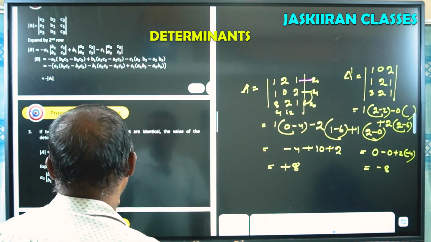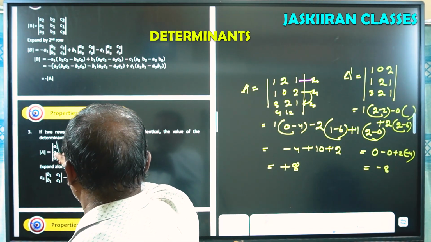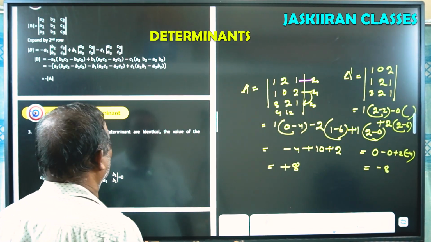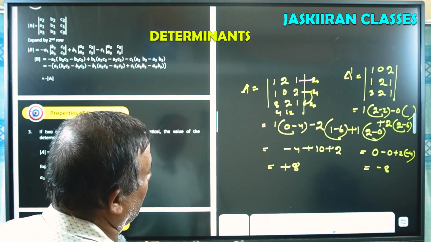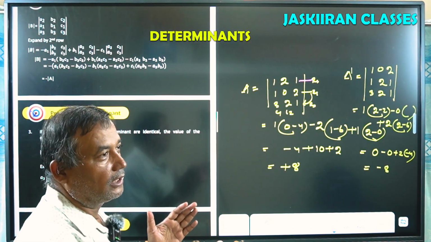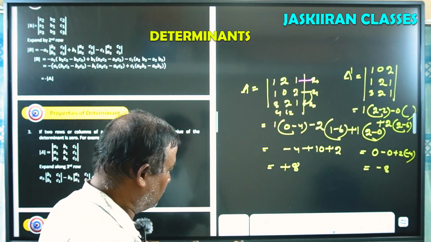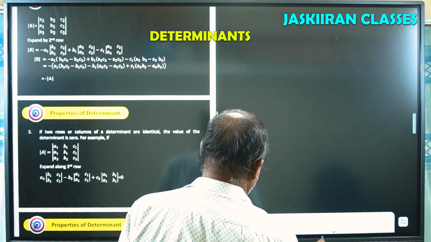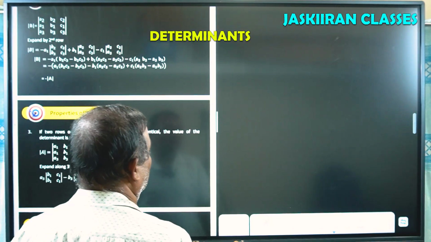Third property. What is the meaning of the third property? The third property says that if two rows or columns of a determinant are identical, then the value of the determinant is 0. Identical means the same. Identical means the value is the same. So then the value of the determinant is 0.